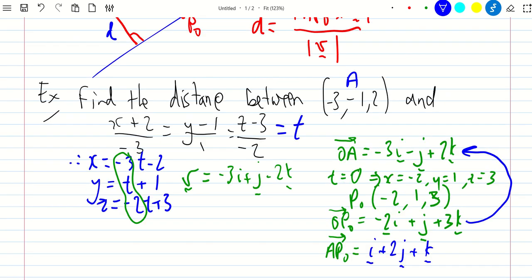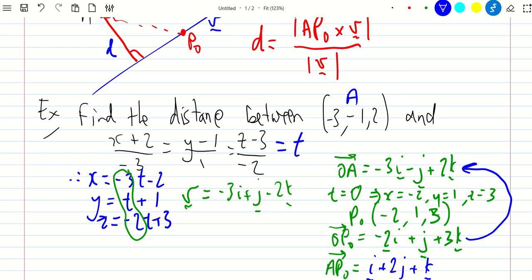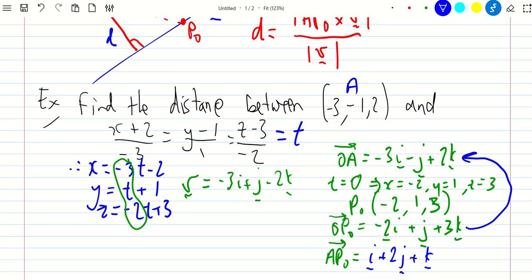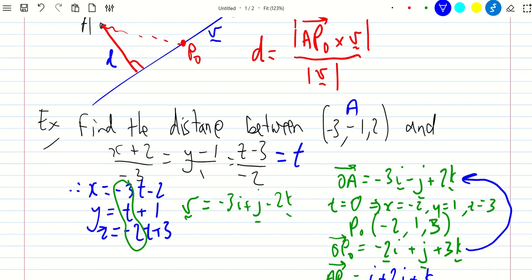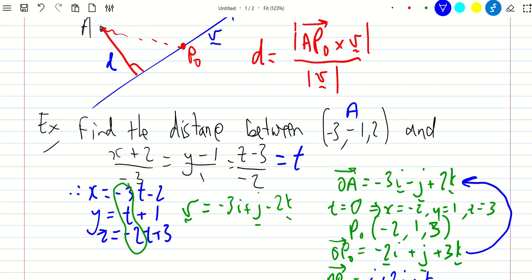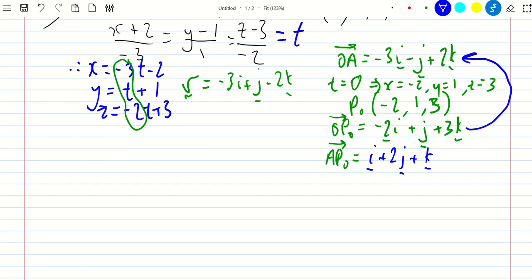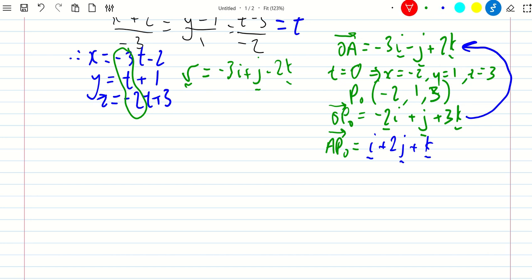So what have we got? Looking back at our formula, I've got AP naught, tick. I've got V, tick. I'm ready to start doing this. My next step is to do the cross product of AP naught and V. Okay, so let's do this now. This takes a little bit of space. So AP naught cross V is equal to, here we go.